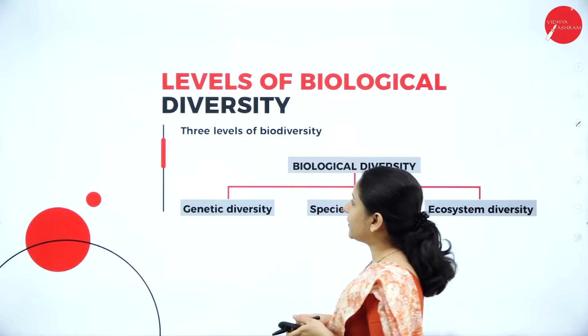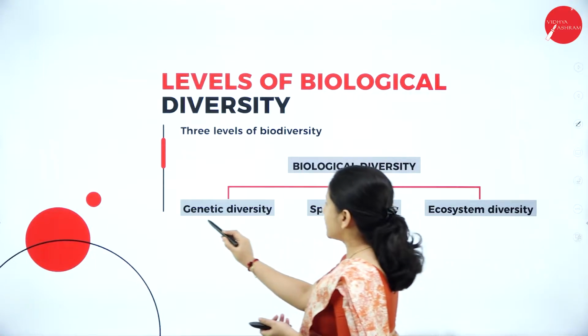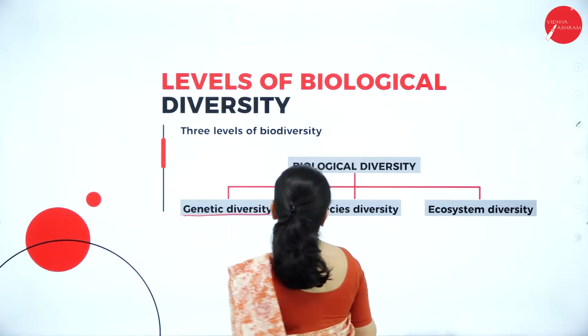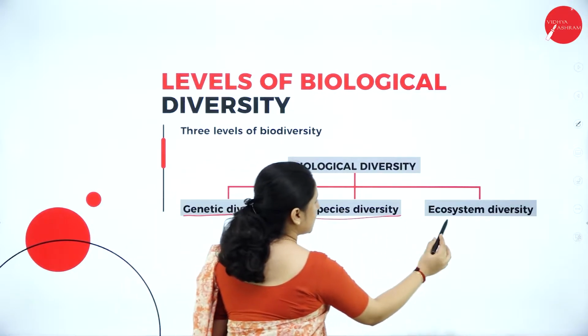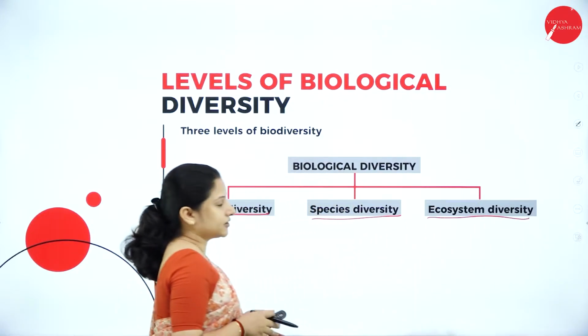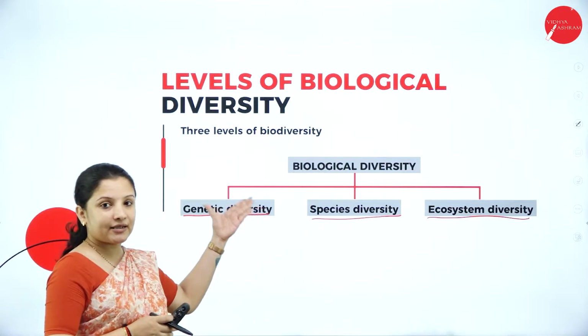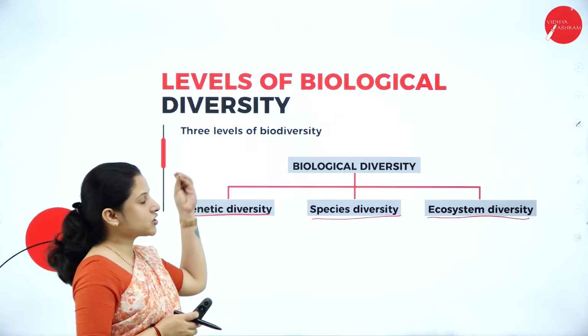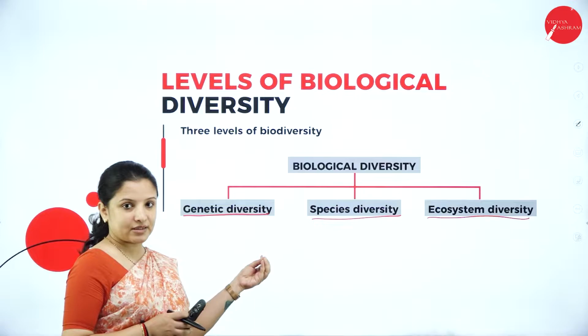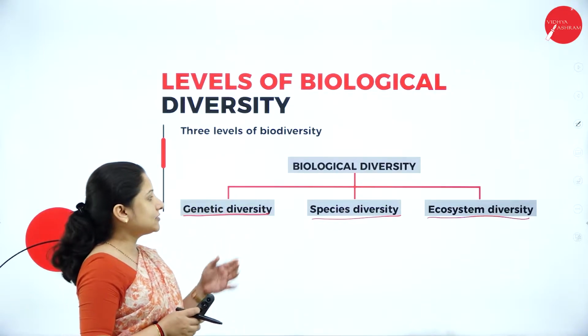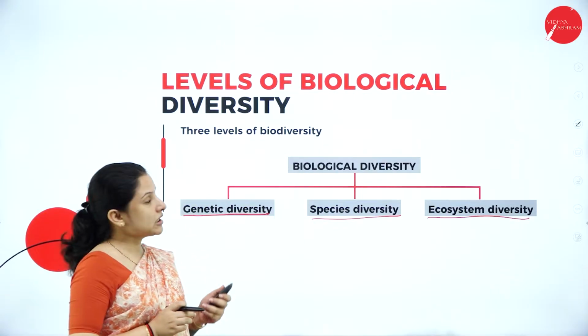So moving further, there are three levels of biodiversity. The three levels of biodiversity are genetic diversity, then species diversity and ecosystem diversity. Based on these three levels, the biological diversity or biodiversity is studied. So what are these three levels? We shall study in detail.